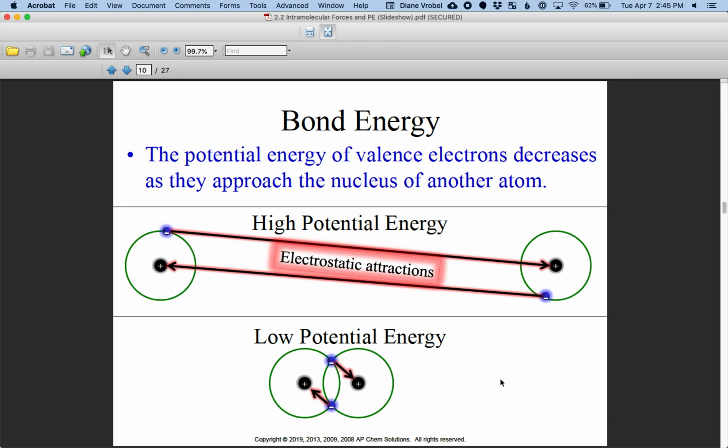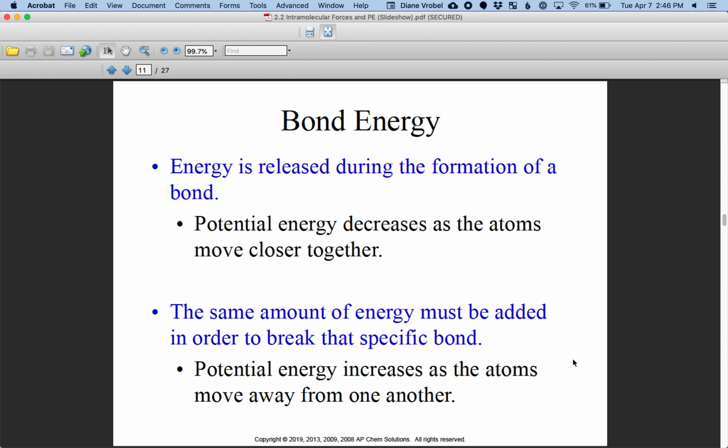Now we're going to talk about bond energy, and some of this is review. We've talked about it when we were looking at thermodynamics. Please remember that when you're talking about distance between substances or ions or nuclei, the further they are away, the higher the potential energy. But the closer together they are, the lower the potential energy. Energy is released when you form a bond, because you're essentially bringing two atoms together, and as a result they release energy.